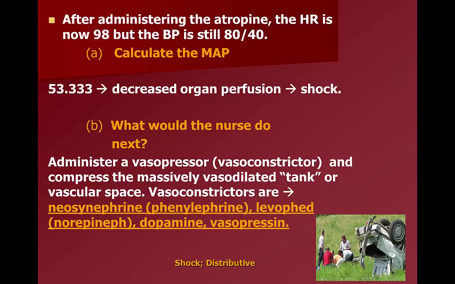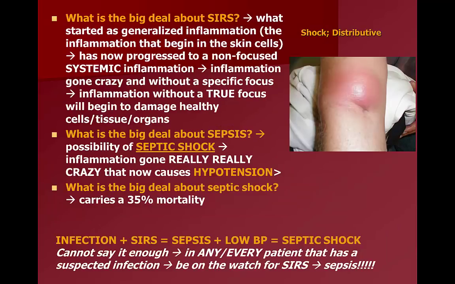Well, what are the vasopressors? Your vasopressors are neosynephrine, which is phenylephrine, levophed, norepinephrine, dopamine. And again, this is where I say to you, remember, dopamine's a positive inotrope, but in large or higher doses, it's a vasoconstrictor, and then also vasopressin. So those are the options that you can pick for your vasopressor once you have given the atropine.